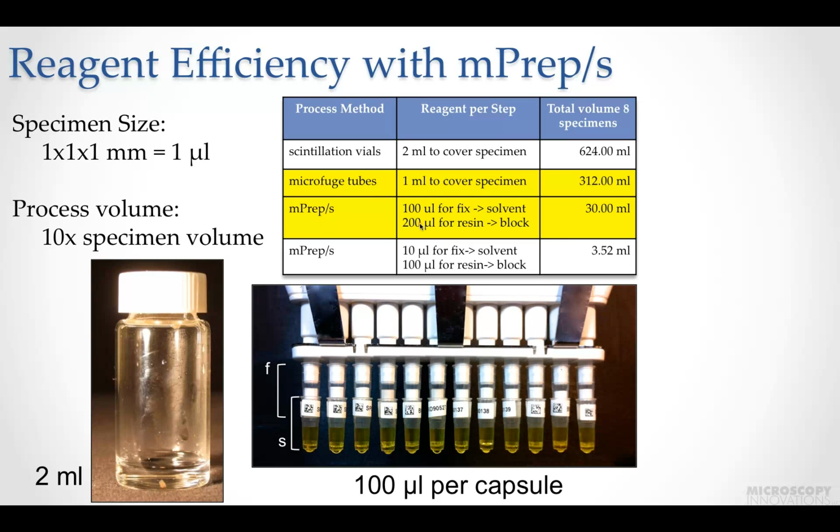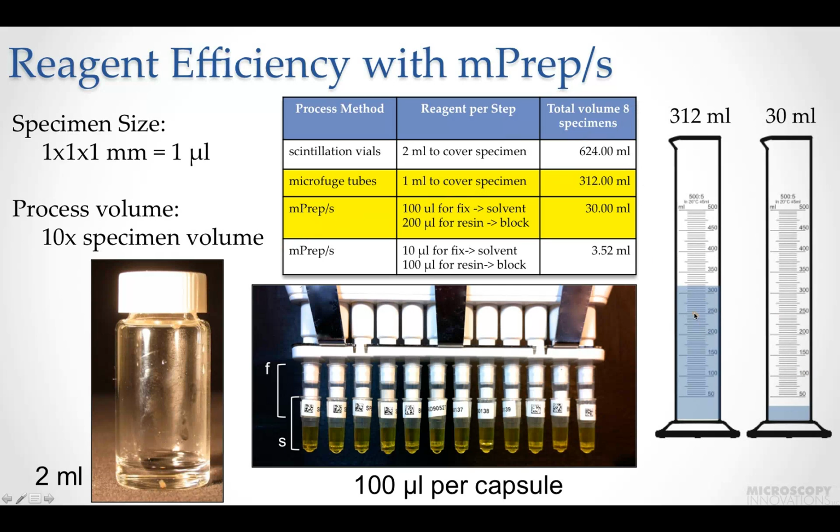If we process 8 specimens here, using this fluid volume, it takes 30 mils to process 8 specimens. If we use scintillation vials and this kind of cover, it would require over 600 mils to process those 8 specimens. And if we use microcentrifuge tubes with 1 mil per specimen, it's about 300 mils. So we can reduce reagent volume compared to microcentrifuge tube processing from around 300 mils down to about 30 mils quite easily, having a 100-fold excess of volume of reagent, which is more than sufficient for reaction.